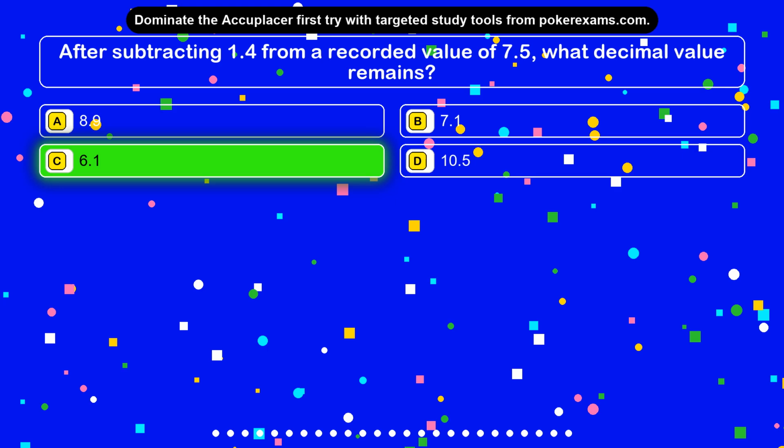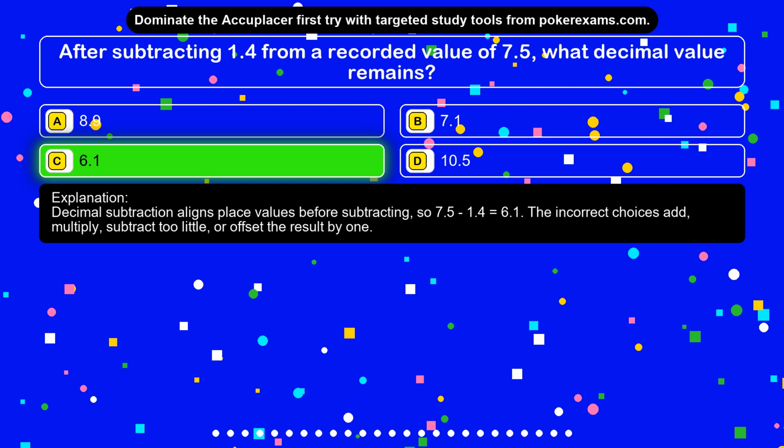The correct answer is option C, 6.1. Decimal subtraction aligns place values before subtracting, so 7.5 minus 1.4 equals 6.1. The incorrect choices add, multiply, subtract too little, or offset the result by 1.